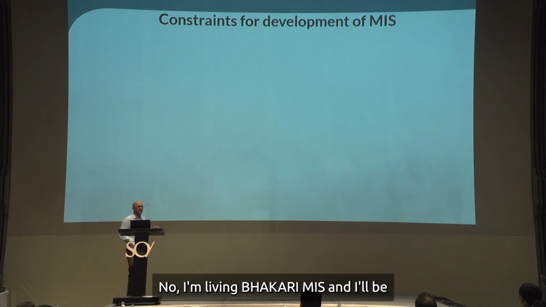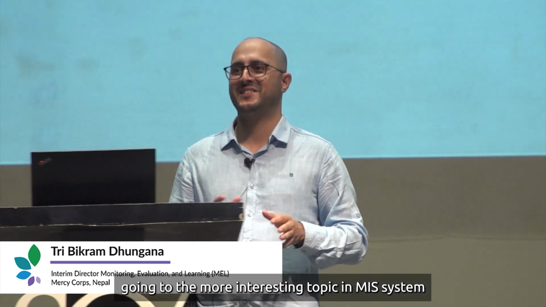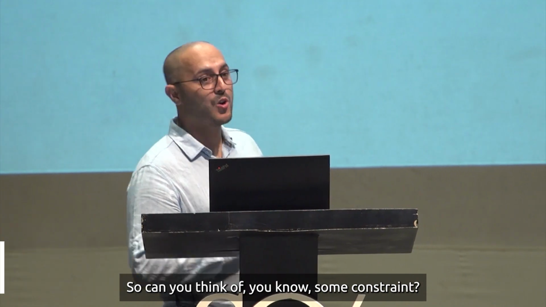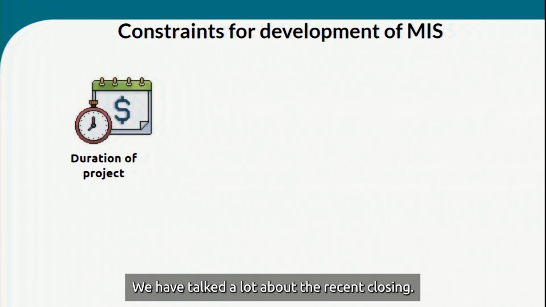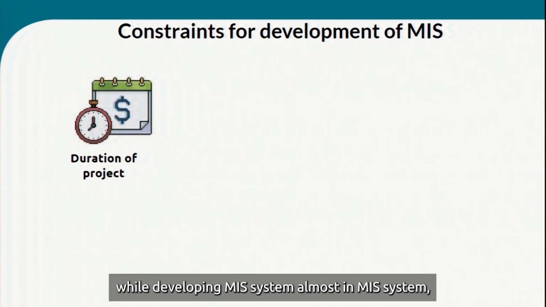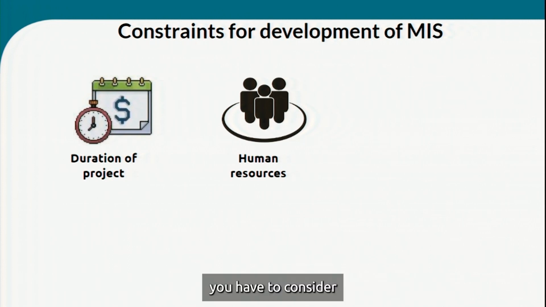Now I'm leaving BHAKARI MIS here, and I'll be going to a more interesting topic of MIS systems that might be very useful to you as well. So can you think of some constraints? What are the constraints for the development of an MIS system? We have talked a lot about duration of project. This is one of the constraints that we have to face while developing an MIS system or a robust MIS system. Human resource, internal human resource. You have to consider, you have to see your human resources before designing your hi-fi kind of MIS system.